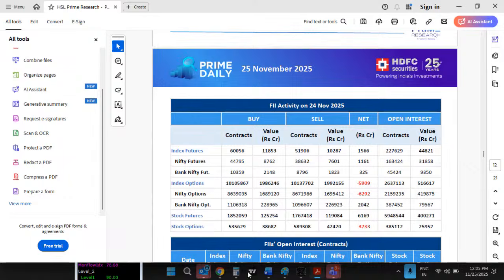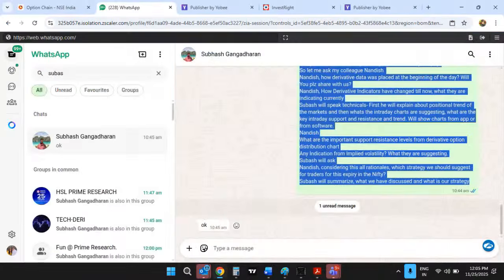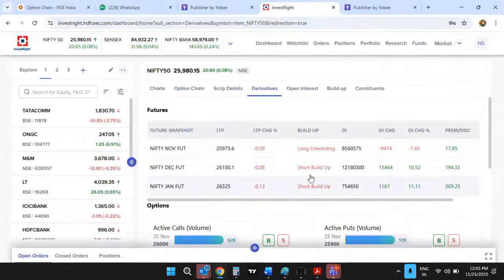Now coming to today's data, let's move to today's data. Today you can see from this, our website HDFC Securities Invest, that we have seen long unwinding in the November future, while there was short build-up in the December and January futures. But more or less you can see the open interest change is not that large. So as of now there is no major indication from the futures side.